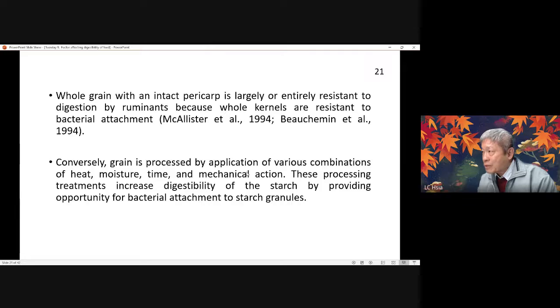They all have one common thing: they make the granules broken down, and so they have more surface area. Once they have more surface area, usually bacteria attach easily, and then they become easy to digest. If we think that way, it will be much better.